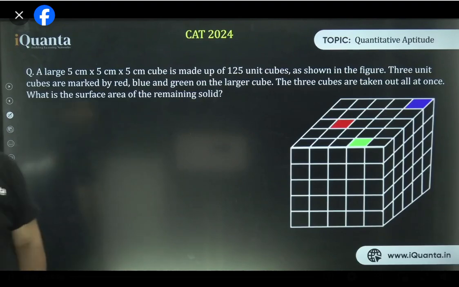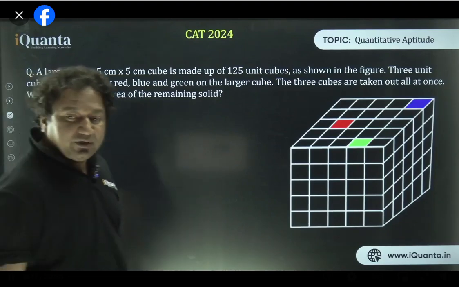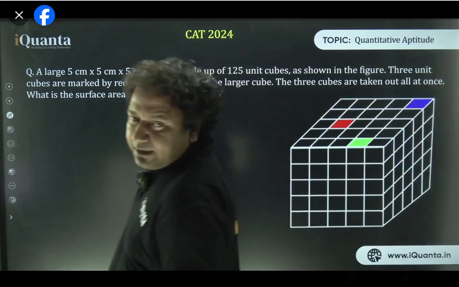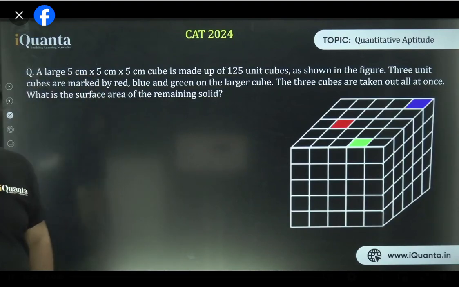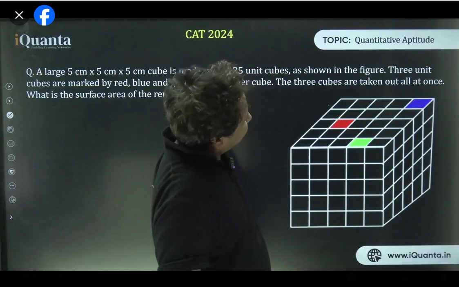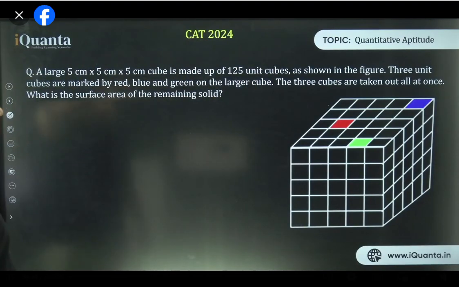Yeah, this red cube is on the surface but not on the edges, right? The green cube is on the edges but not on the vertex, and the blue cube is on the vertex, right? So tell me something, everyone. I hope you can imagine this. If I take this away, what's going to happen? What is going to happen?